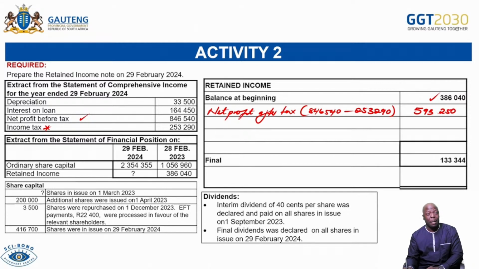593,250. That's my net profit after tax. That means I got the net profit before tax, I subtracted my income tax to get the after tax. We good? All right, let's go.